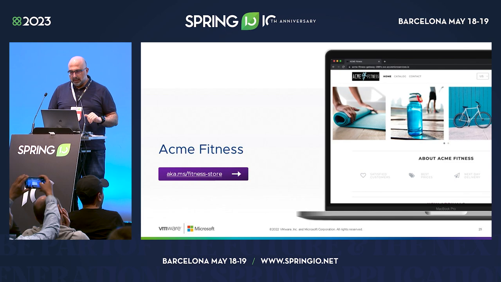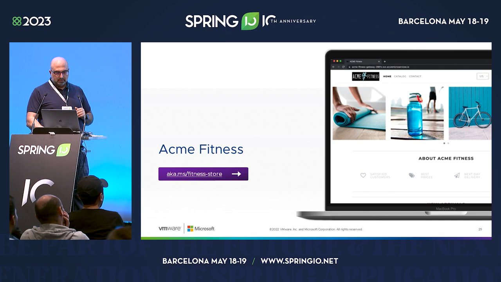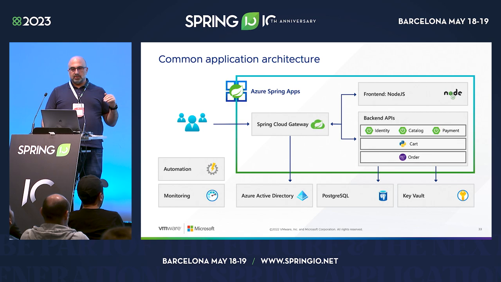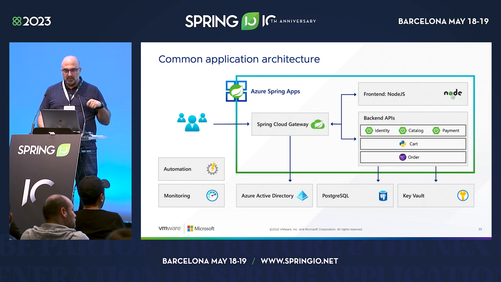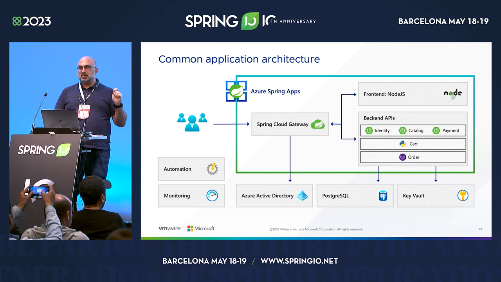So in this case, what my application consists of is that. I have requests that are coming in, they're going to Azure Spring Apps. Spring Cloud Gateway is intercepting those requests. And if you're not logged in, it sends you to Active Directory. If you are, it forwards your identity information to the backend APIs.